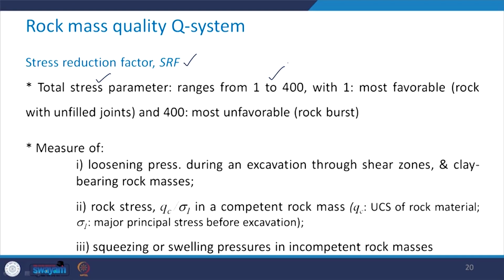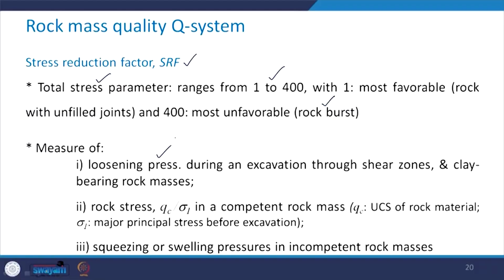When I say most favorable condition, that corresponds to rock with unfilled joints, and the most unfavorable condition corresponds to the phenomenon called rock burst. This SRF is a measure of three things. The first one is the measure of loosening pressure during an excavation through the shear zones and clay bearing rock masses. Second category includes the rock stress QC upon sigma 1.